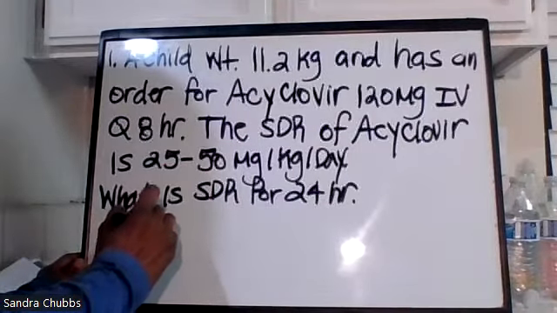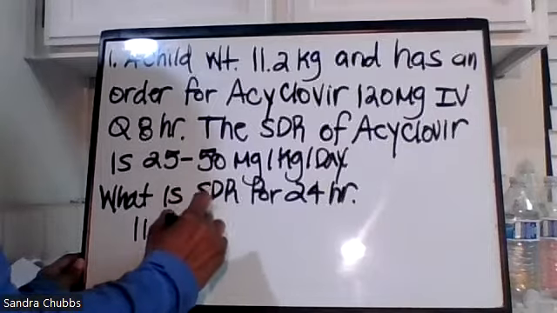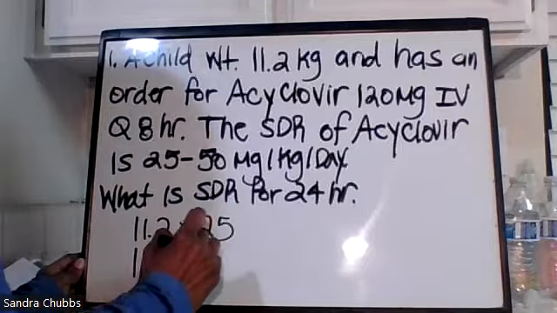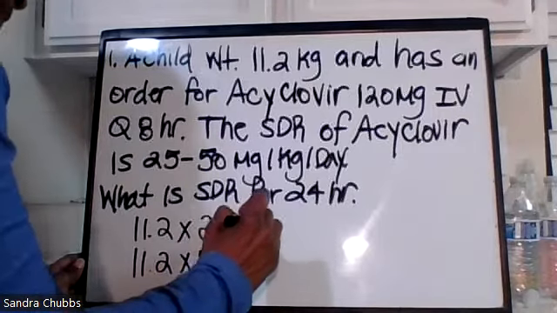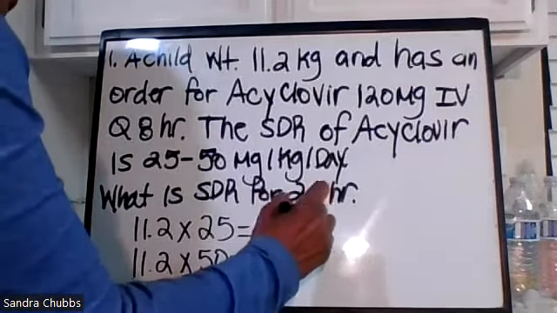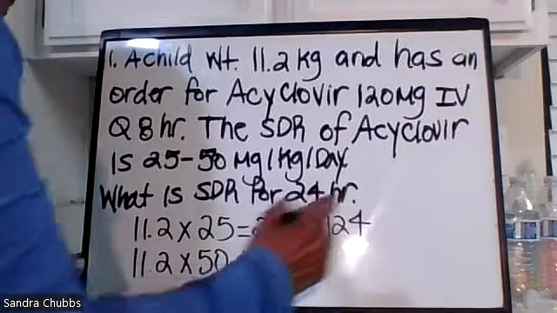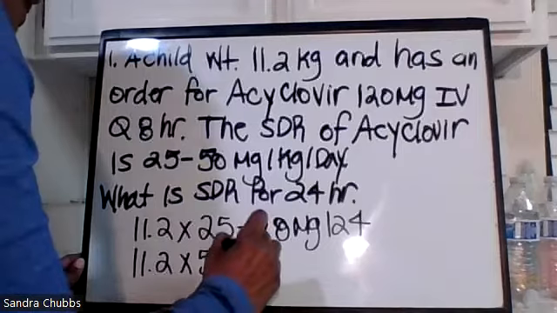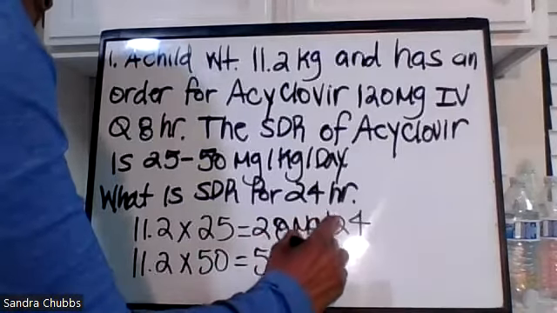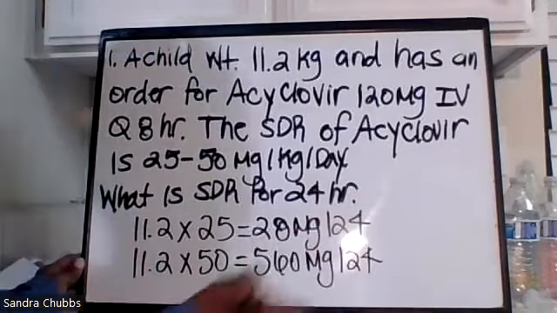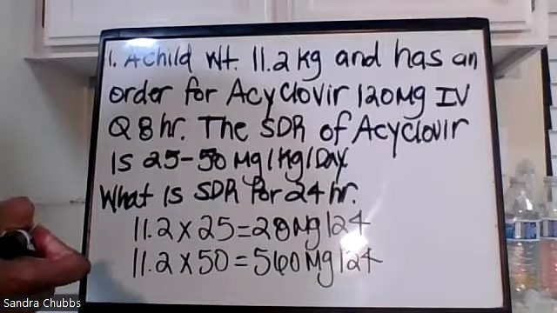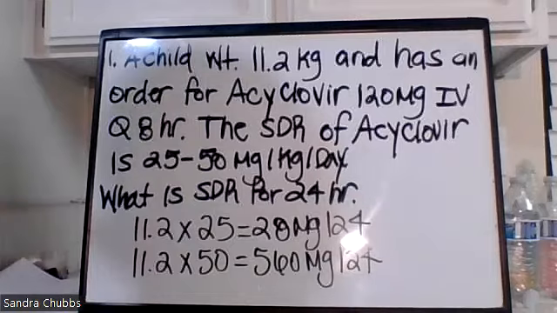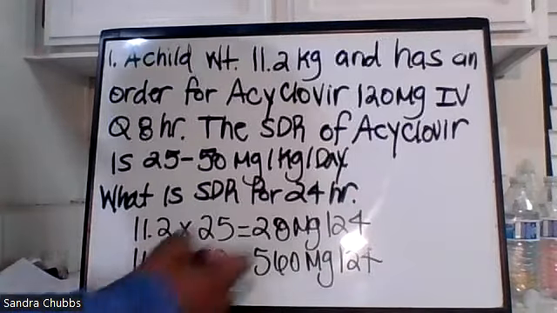So we have 11.2 and we multiply it by the 25. And we come up with 280 milligrams per 24 hours. We take the same 11.2 times 50, and that gives us 560 milligrams per 24 hours. So how do we determine if the dosage is safe? Actually, it didn't ask us that. It just asked us what's the safe dosage range, right?